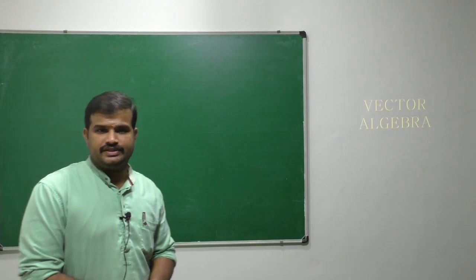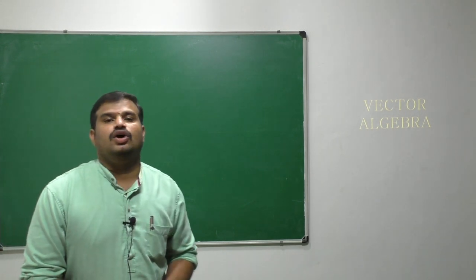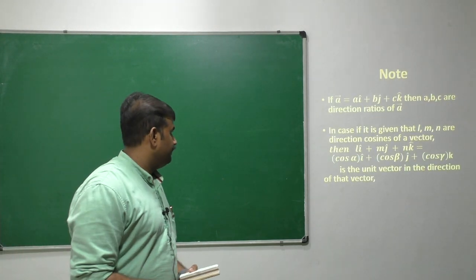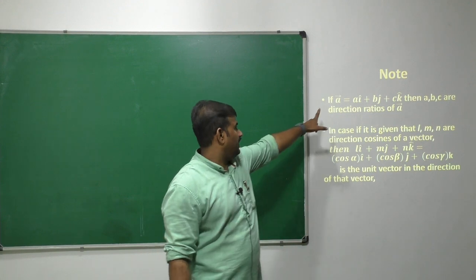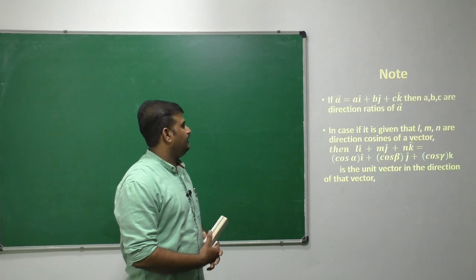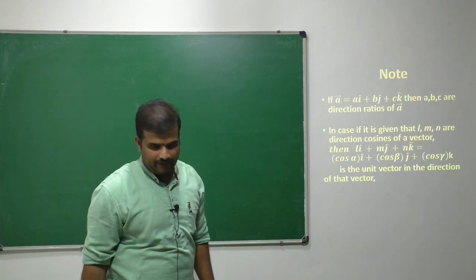Today we are going to discuss some important notes based on the component form. We have the following notes. The first one is, if vector A is equal to A i cap plus B j cap plus C k cap, then A, B, C are direction ratios of vector A.